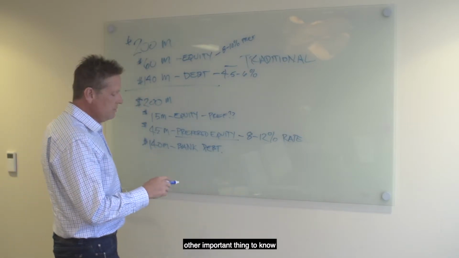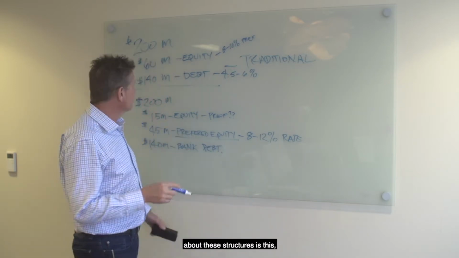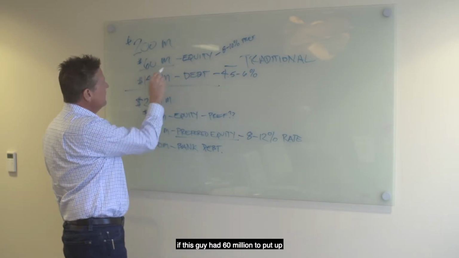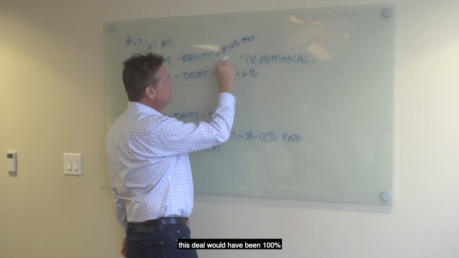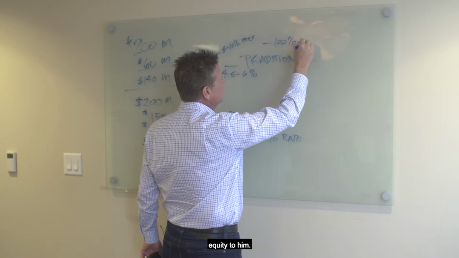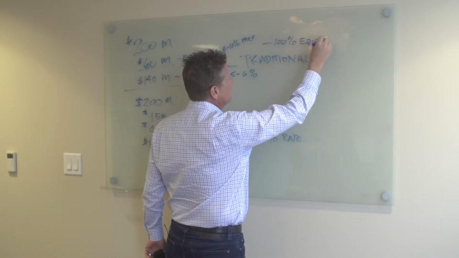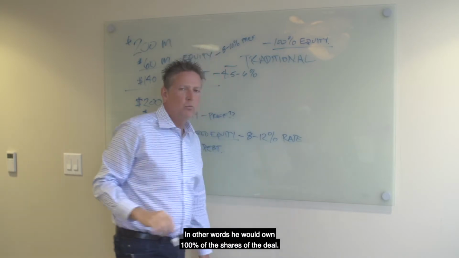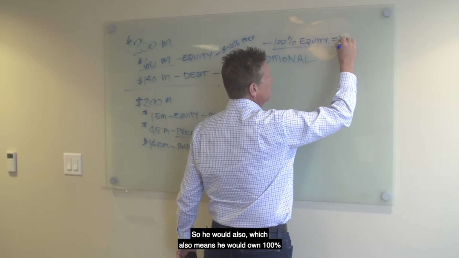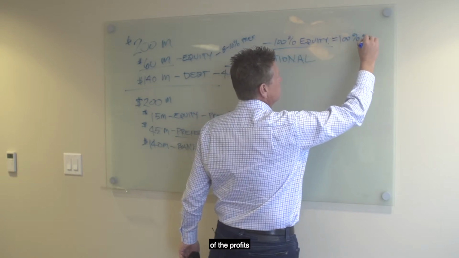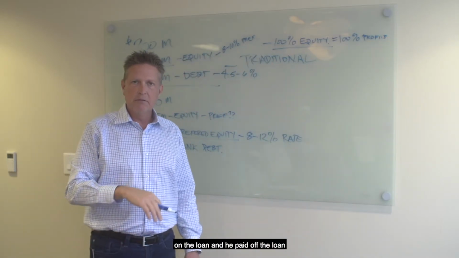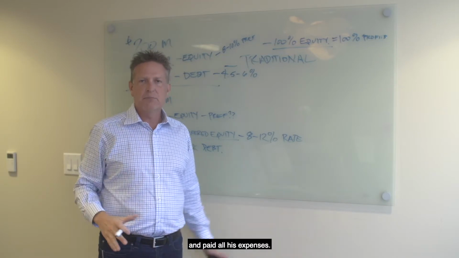So the other important thing to know about these structures is this. In this scenario where it's traditional, if this guy had 60 million to put up, this deal would have been 100% equity to him. In other words, he would own 100% of the shares of the deal, which also means he would own 100% of the profits after he paid the interest carry on the loan, paid off the loan, and paid all his expenses.